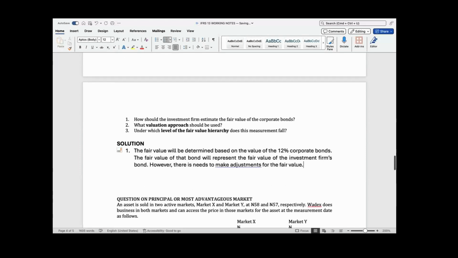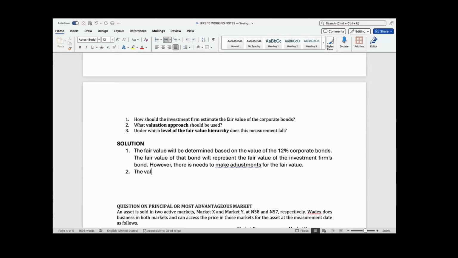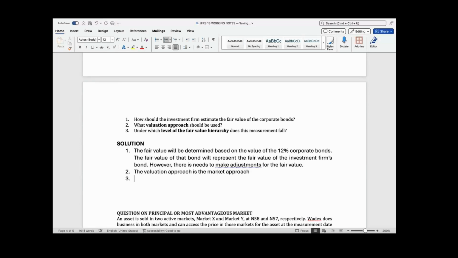Number two, which valuation approach is this then? The market approach, sir. Yeah, we're using the market approach. So we're using the market approach. Which level of hierarchy is this? Excuse me, sir, why are we using the market approach, if I may ask?